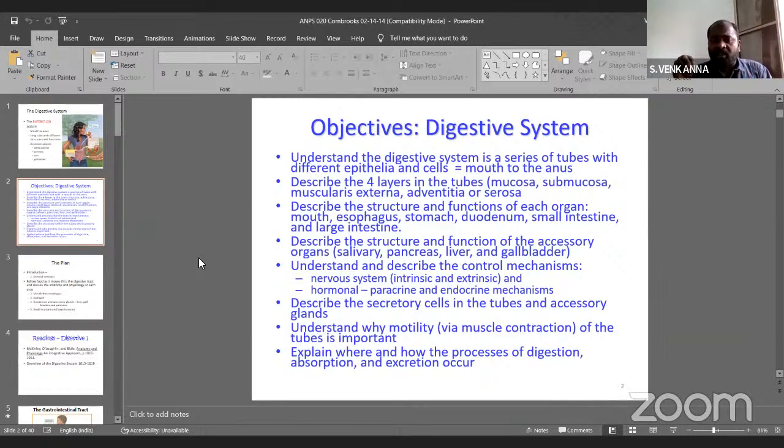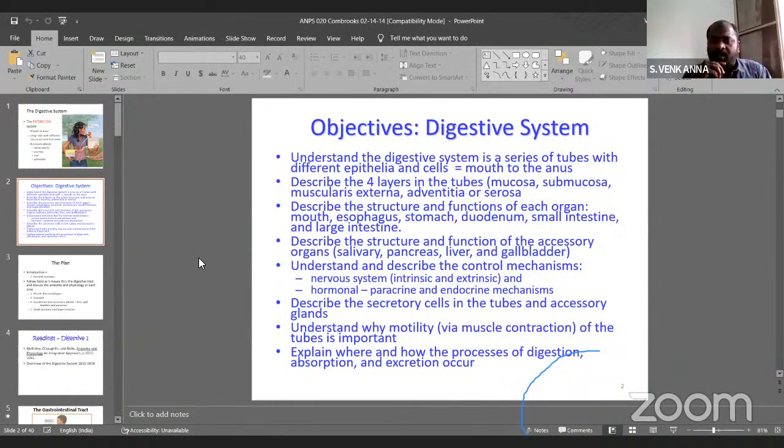The next objective is to describe the structures and functions of the accessory organs, for example, salivary glands, pancreas, liver, and gallbladder. So these are the accessory organs.